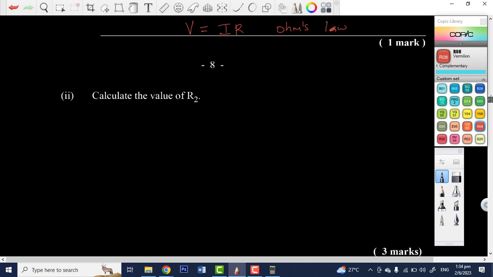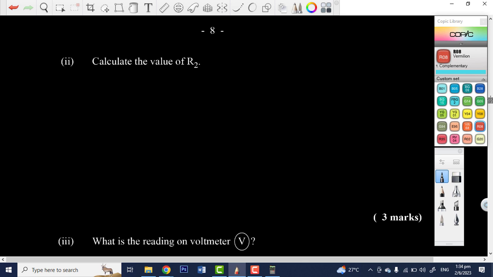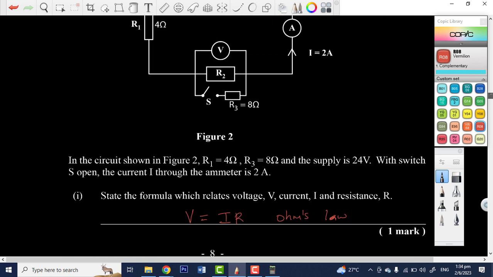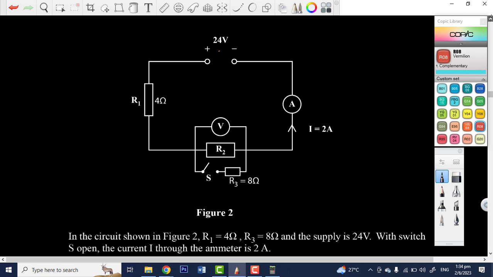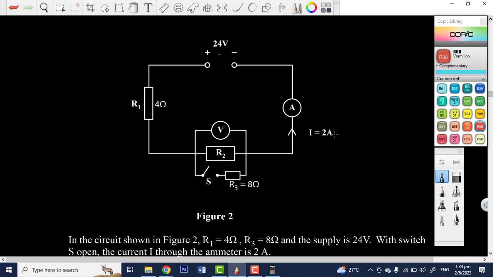Okay. Alright, so next thing now, let's say we're to calculate the value of R2. So they want us to find the value of R2. So let's look back at the circuit. So this is our circuit right here. What approach are we going to take to find the value of R2? Because first of all, this is R2 right here. So what approach can we take to find the value of R2?